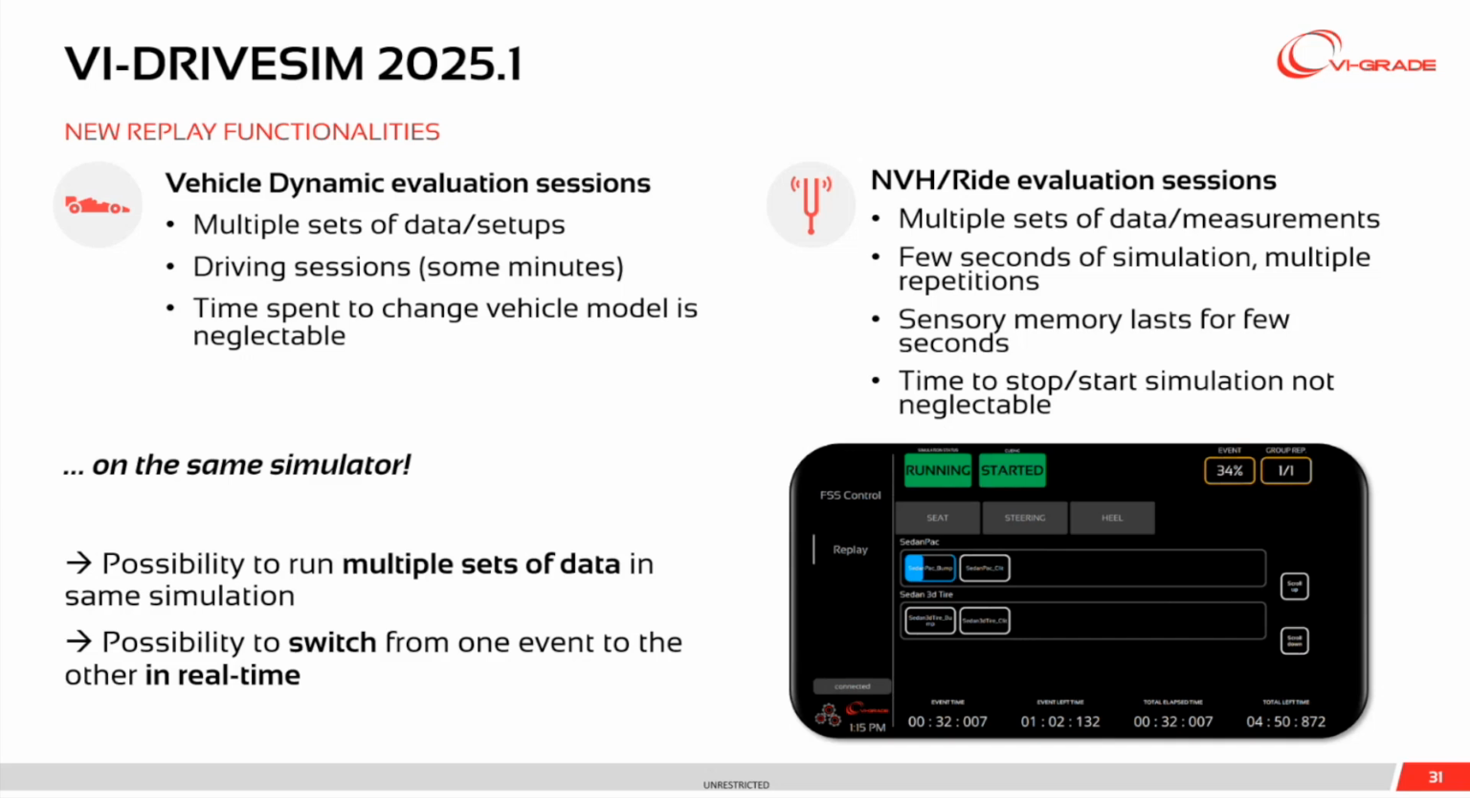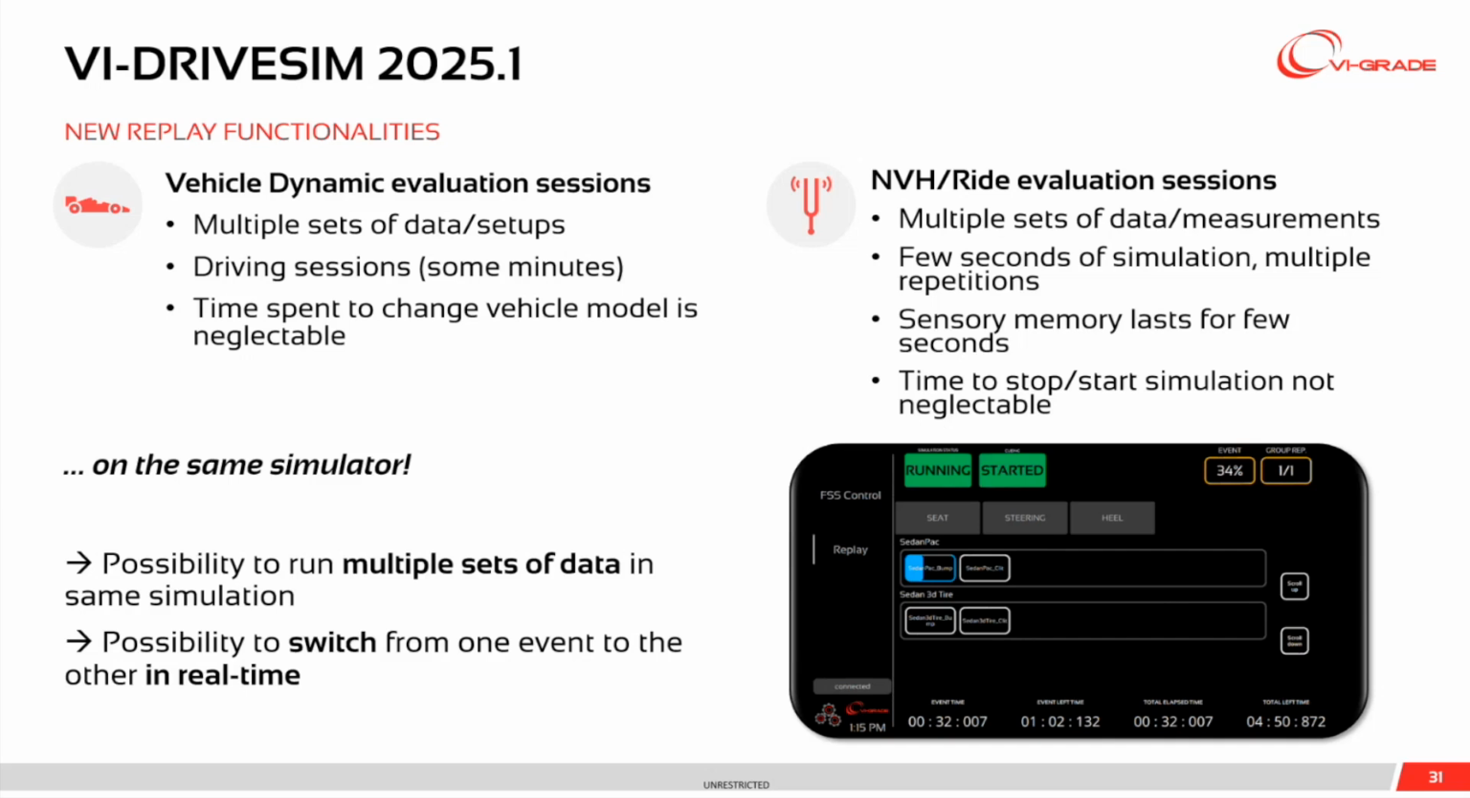So you want to evaluate a certain vibration on the seat, for example, you have just 5-10 seconds of vibration, and then you want to try something else. In this case, if we had to stop and start the simulation again, the 5-10 seconds needed to stop and start the simulation are the same as the simulation itself, and so that's too much. All of this, of course, needs to be done on the same simulator. So we have to provide something to be used in the same simulator to allow you to test both situations.